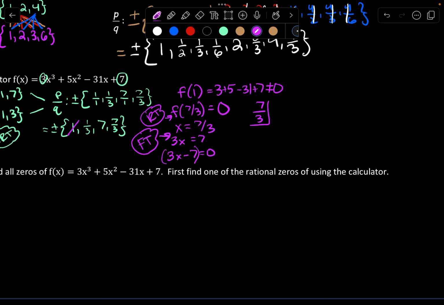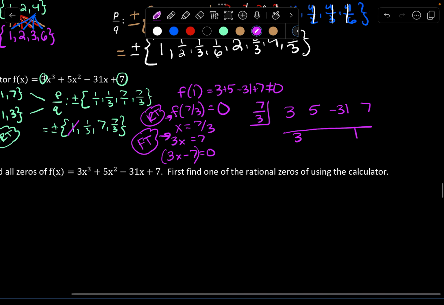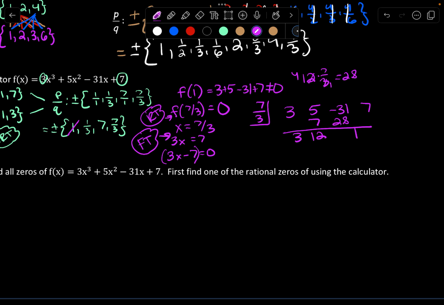So the coefficients for the original function are 3, 5, -31, and 7. Bring down the 3. 3 times 7/3, we get 7. 5 plus 7, we get 12. 12 times 7/3, we can reduce that to 4, reduce this to 1, so we get 28. -31 plus 28, we're going to get -3. -7 over 3 times -3, we get -7 with a remainder of 0.